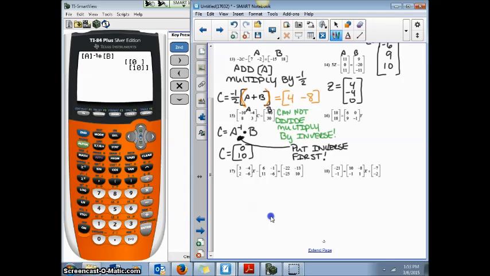Okay, so now that you know how to do the inverse, I want you to try 16, 17, and 18 on your own. And when you get done, unpause and I'll give you the answers to see if you got it right. All right, let me erase some of this here so that we can see.